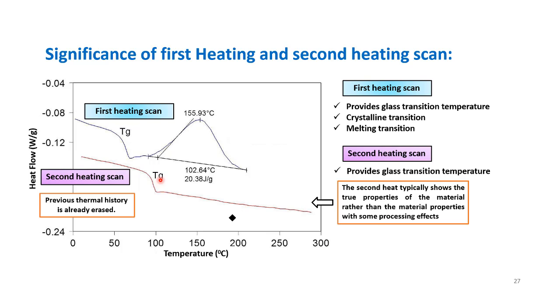So that's why sometimes we can perform the second scan also, to get the exact true property of the material basically. Because in the first scan there might be some processing effect that can affect our Tg value. So to get the accurate or true value of the Tg, we can perform the second heating scan.